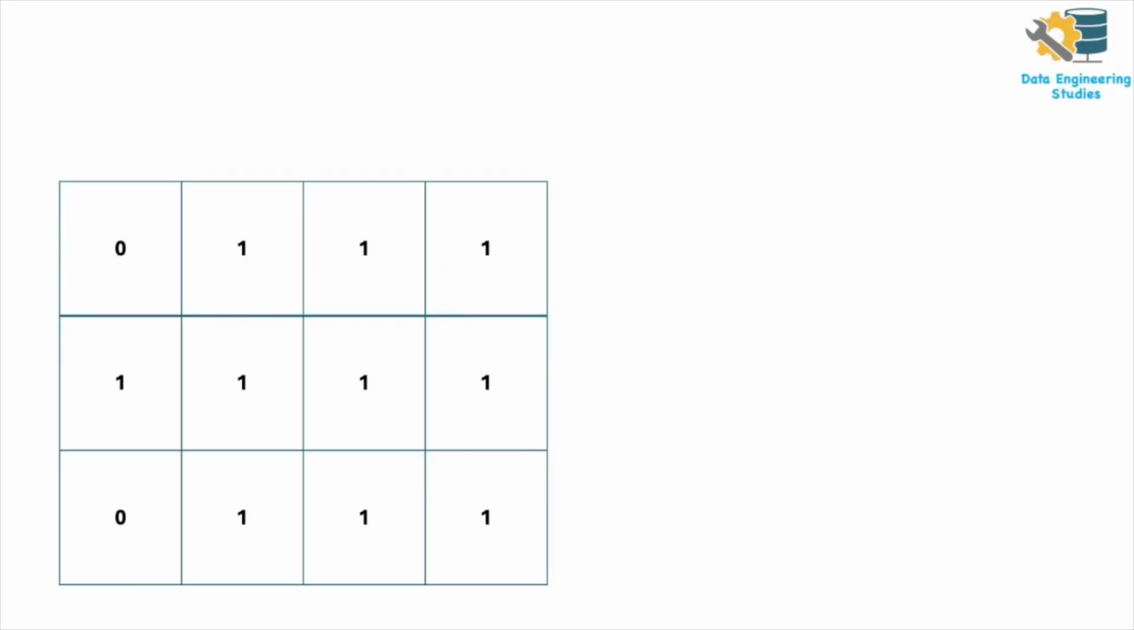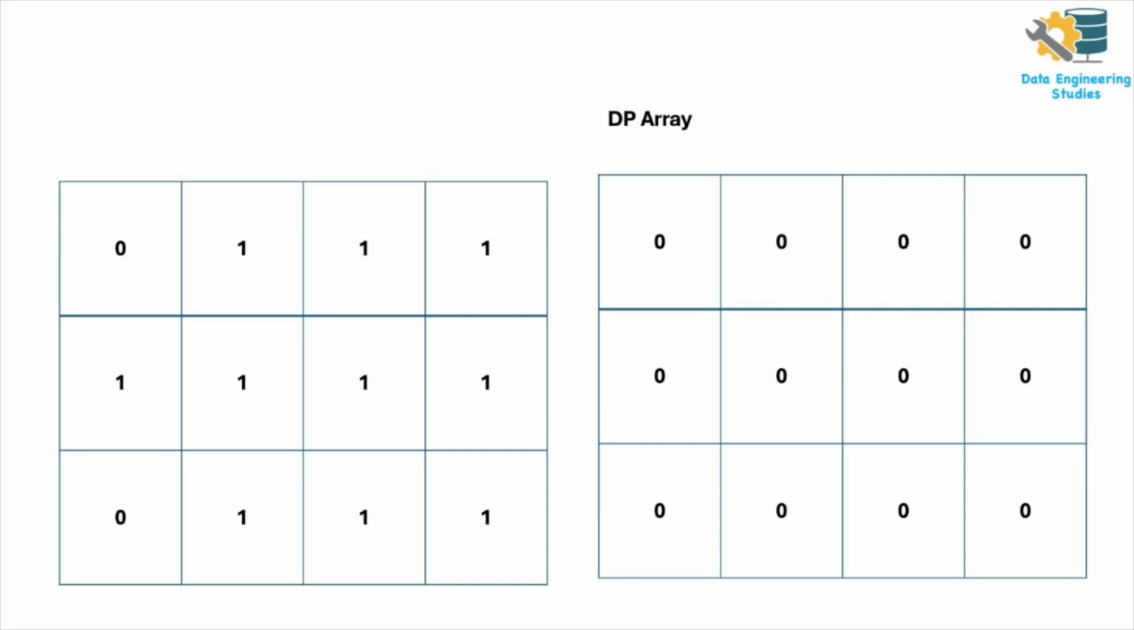Let's take an example of this matrix which has 3 rows and 4 columns. We are going to solve this using a dynamic programming approach. As a first step, we will create a DP table of the same size, and we will initialize it to 0. In each cell of the DP array, we will store the largest square submatrix of 1s that ends at that position. At first, we are initializing it to 0. For the first row and the first column, the DP values are the same as the input matrix, because we can only form 1 cross 1 squares here.